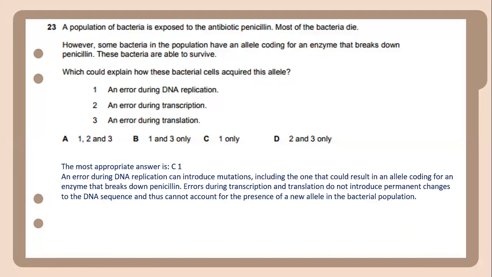So the answer is 1 only, because an error during DNA replication can introduce mutation, including the one that could result in an allele coding for an enzyme that breaks down penicillin. An error during transcription and translation does not introduce permanent changes to the DNA sequence, and thus cannot account for the presence of a new allele in the bacterial population.